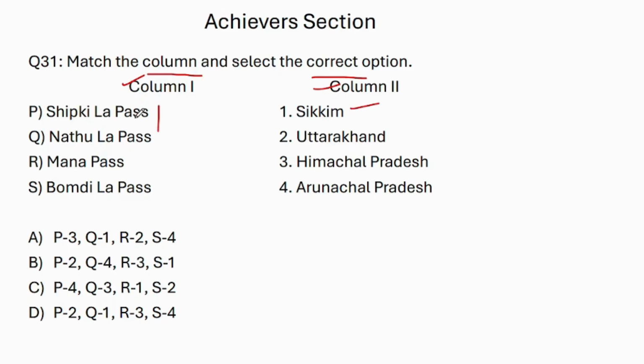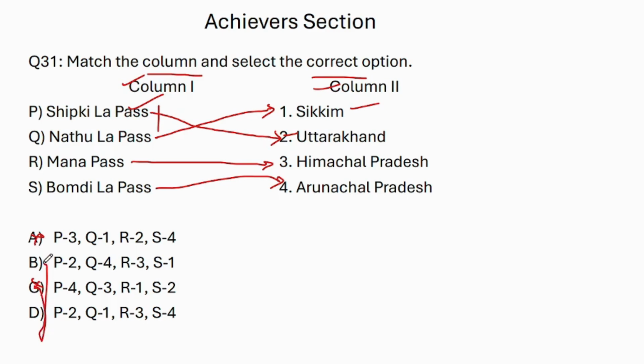Shipki La Pass is in Uttarakhand. Nathula Pass is in Sikkim. Mana Pass is in Himachal Pradesh. And Bomdi La Pass is in Arunachal Pradesh. So let's eliminate P2. This is eliminated. P4, this is also eliminated.